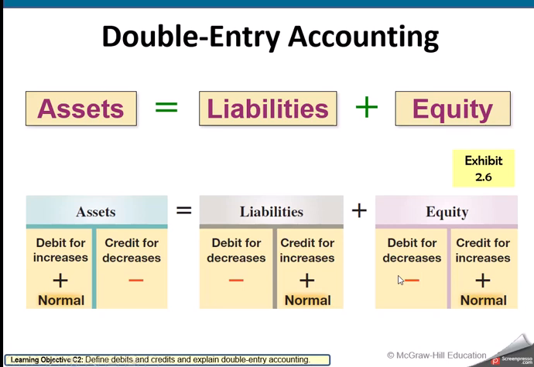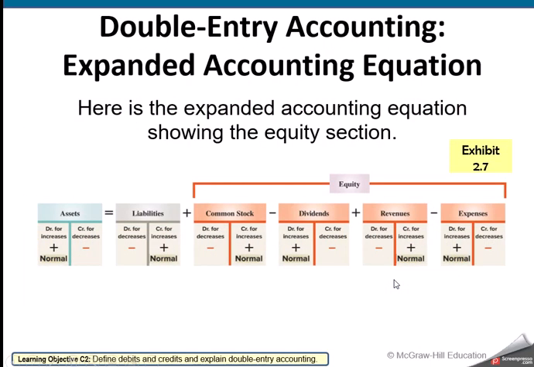So again, thinking one step further, our revenues increase equity, so they are a credit balance. Our expenses decrease equity, so those are a debit balance. So again, that shows it a little bit further. It's showing what I just said right there.